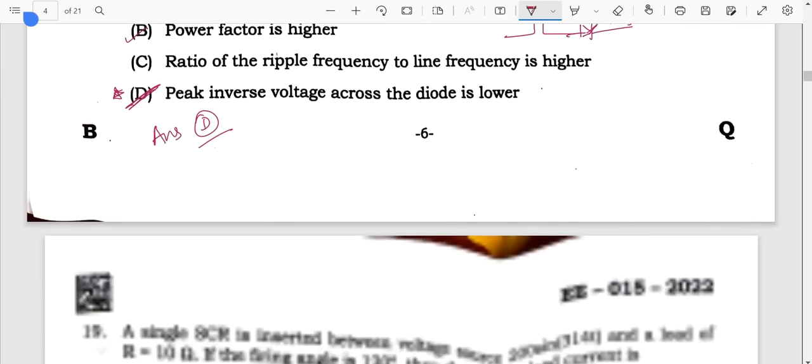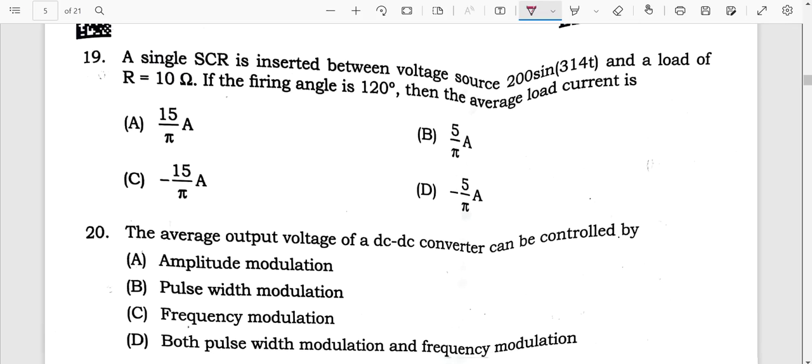Okay, so we'll move to the next question here. Question number 19.